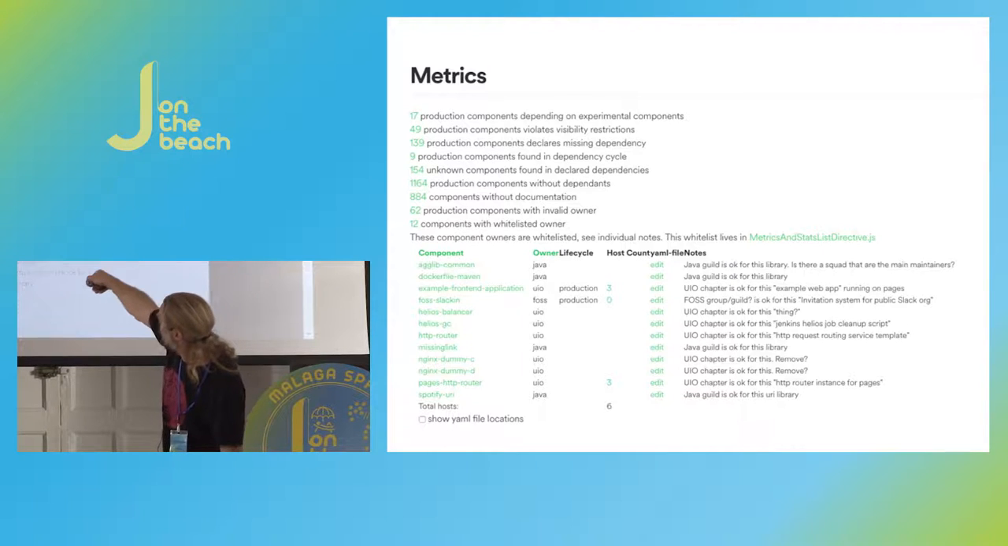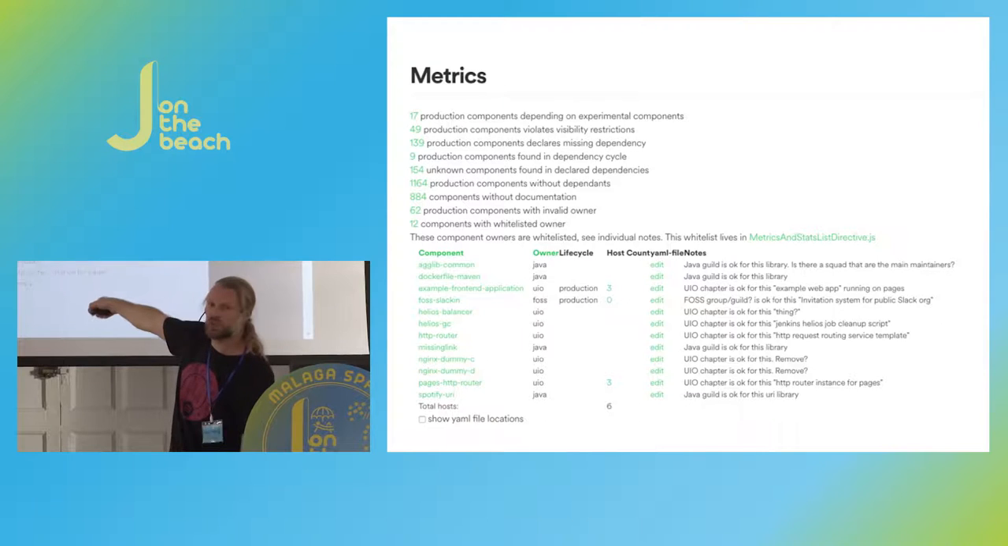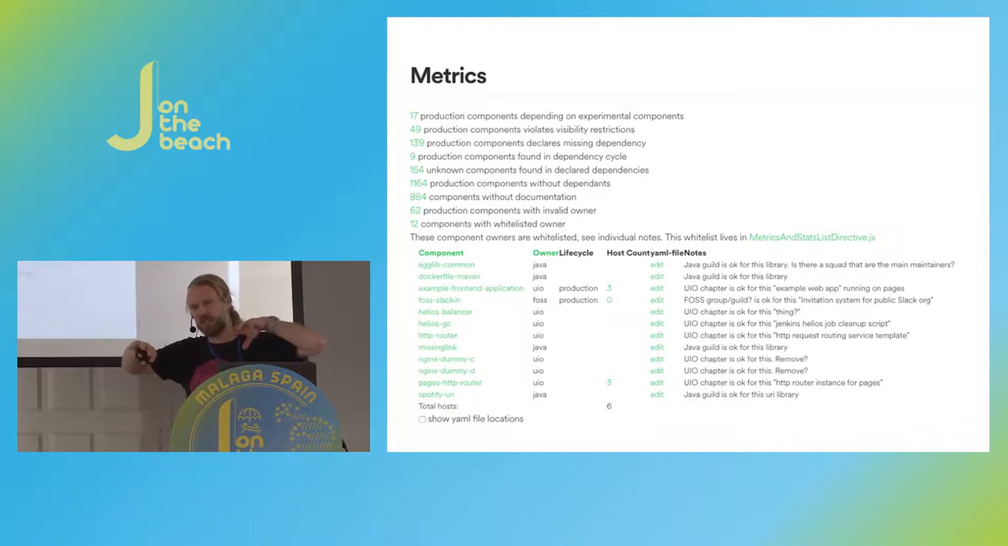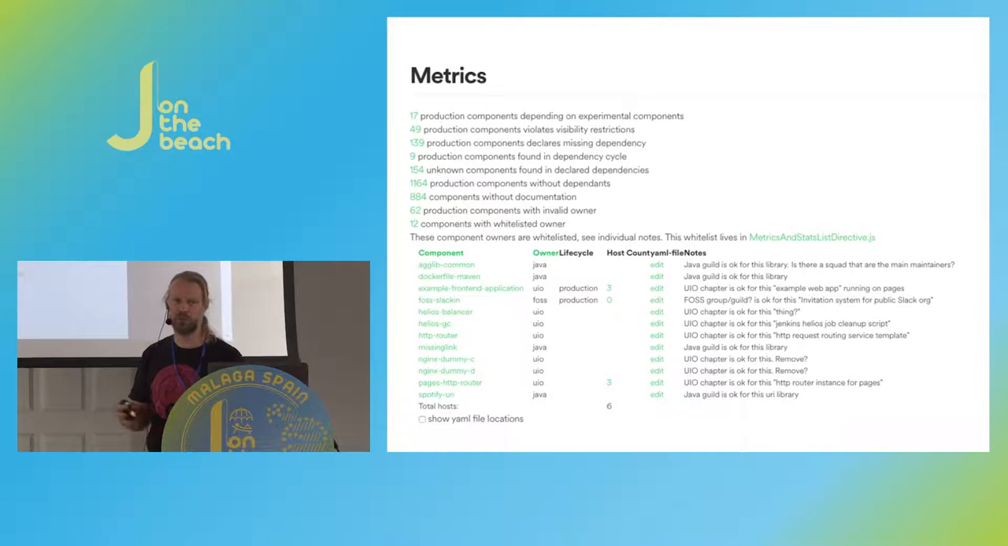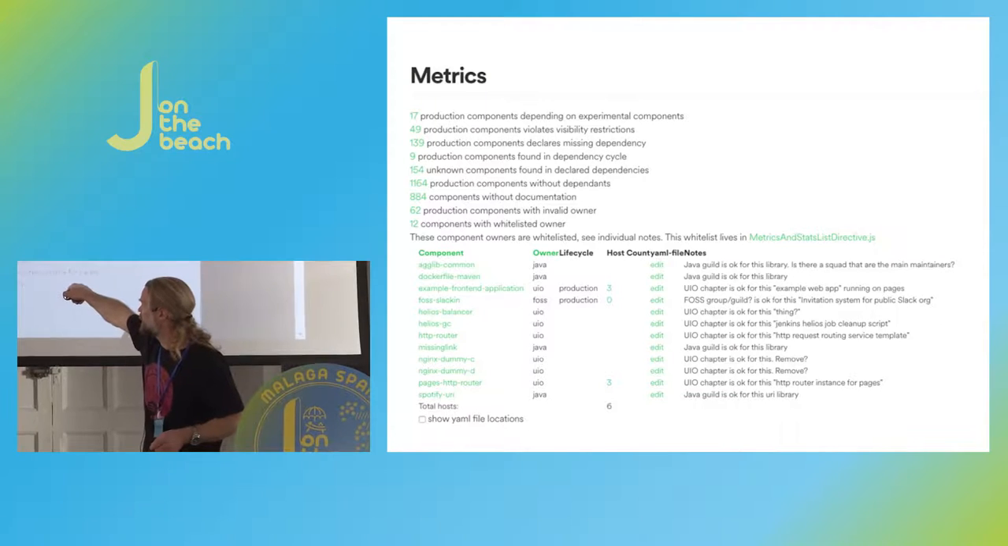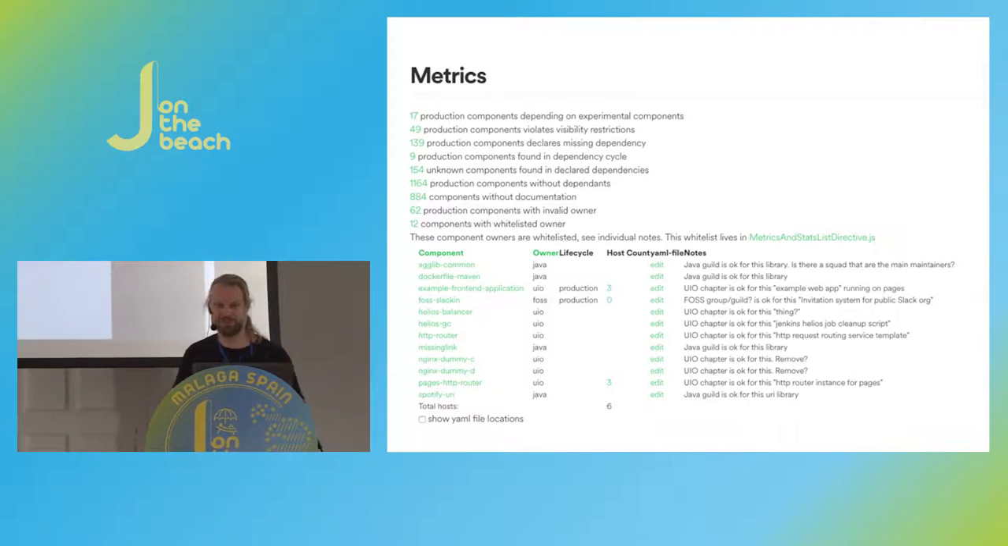We have 12 components whose owners are whitelisted. So we have some business rules internally saying that because ownership is such an important thing when you need to get responses or feedback about something or just understand something, we have a rule that components should always be owned by a squad, except sometimes it's okay for it to not be owned by a squad. It can be just a loose collection of interested individuals. And then we whitelist them. So we have 12 such components, and they're listed here, and there's a comment saying the UIO chapter is okay for the Nginx-dummy-c component. Okay, whatever. I don't know.